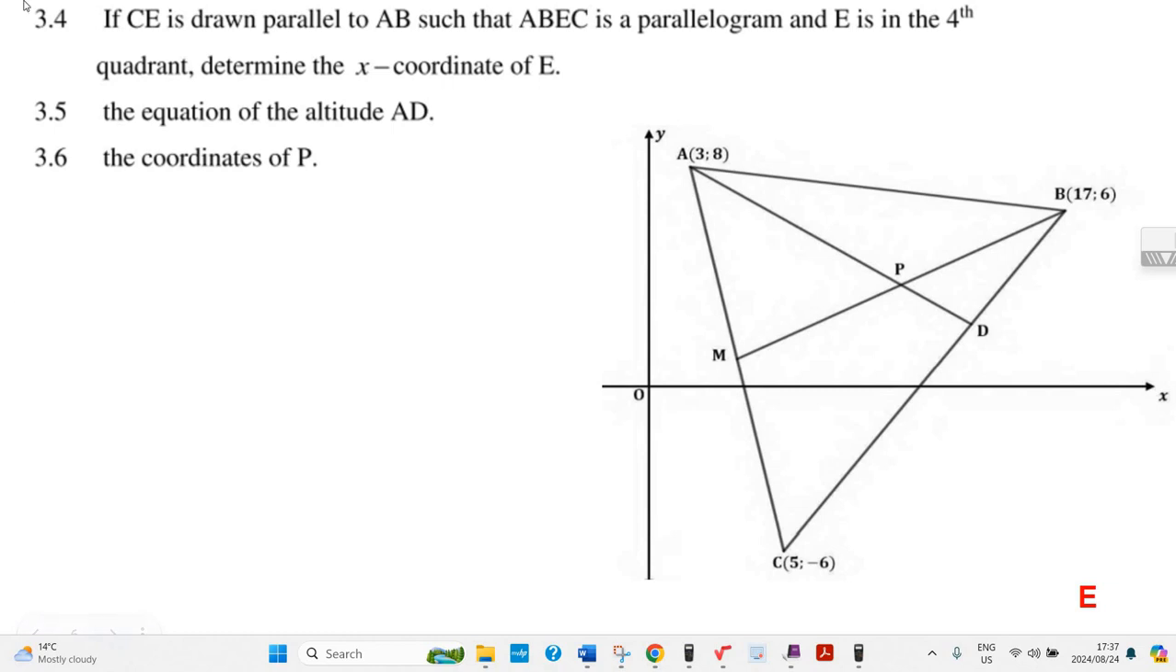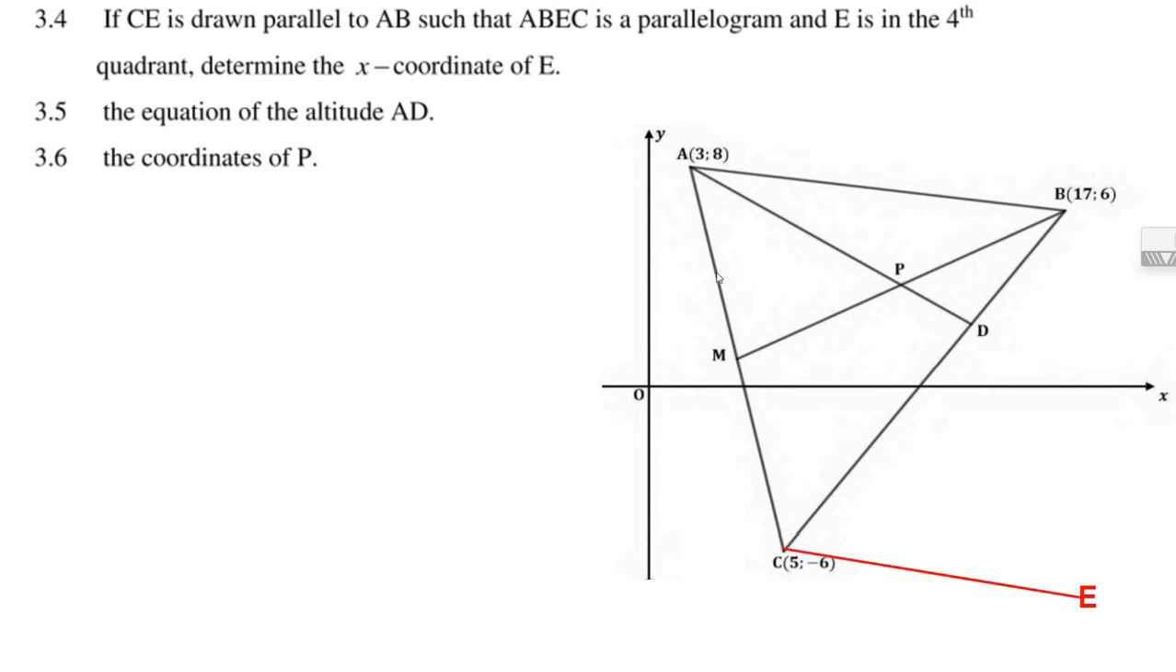Okay, let's try this last question here, or the last part of the analytical geometry. If CE is drawn parallel to AB, so going through C, a line that's parallel, it's going to make a parallelogram from A to B to E to C, and it's got to be in the fourth quadrant. So it won't work A, B, E, C if I put it out here, so it must be on this side of the line. So there's the parallelogram they're talking about.